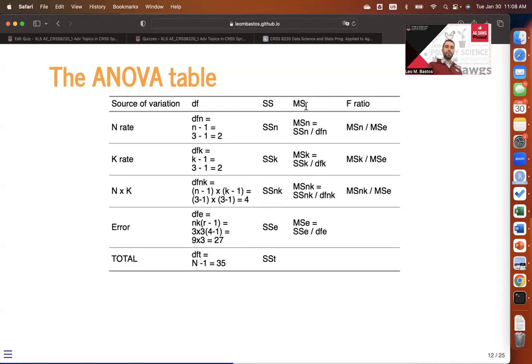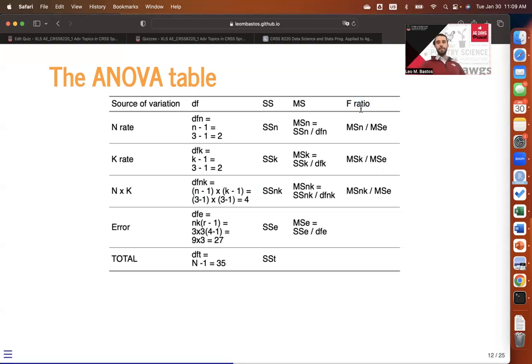The mean squares column here is basically just a ratio for each one of these rows, the ratio of the sum of squares by the degrees of freedom of that row. So we just do that for each one of these rows: the main effects of N and K, the interaction, and also the error. And the F ratio finally here is what we're going to use to then calculate p-values for each one of these rows of this ANOVA table.